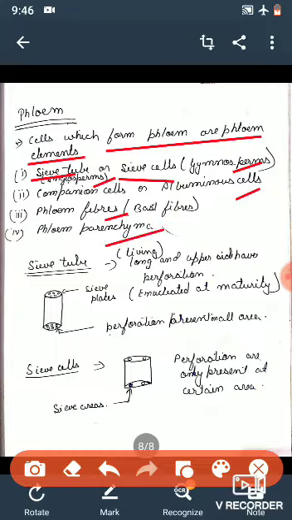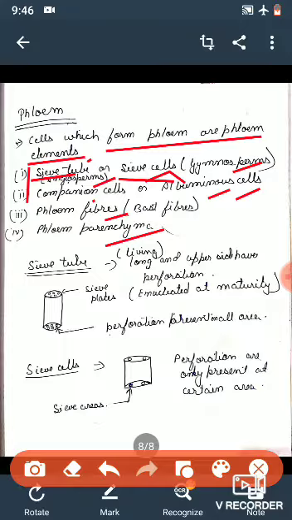One thing to be noted is that the sieve tube and the companion cells are known as sister cells, and the sieve cells and albuminous cells are also known as sister cells. This means if a cell divides into two, then one will form the sieve tube and the second will form the companion cell. That's why from a single cell two cells form, the sieve tube and the companion cell. Similarly, if another cell divides, one will form the sieve cell and the second will form the albuminous cell, so they are known as sister cells.